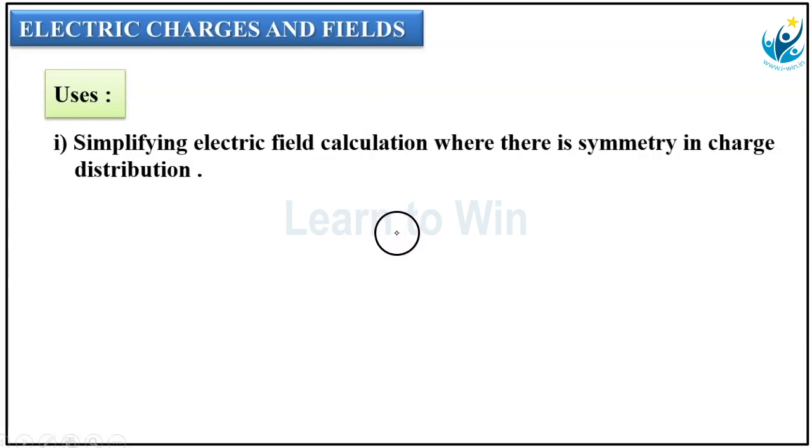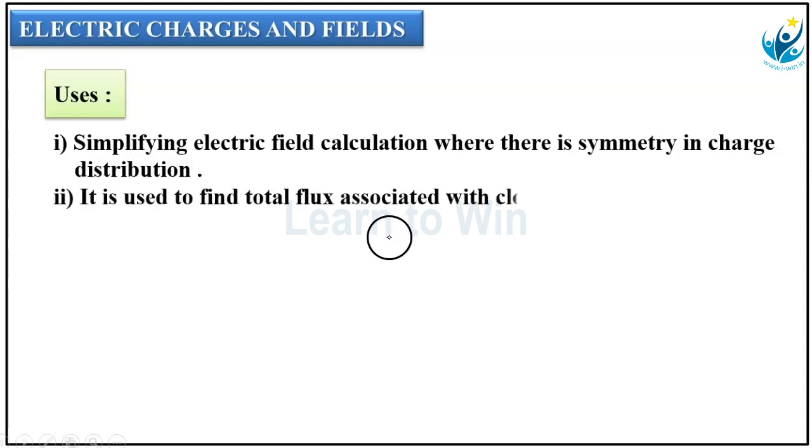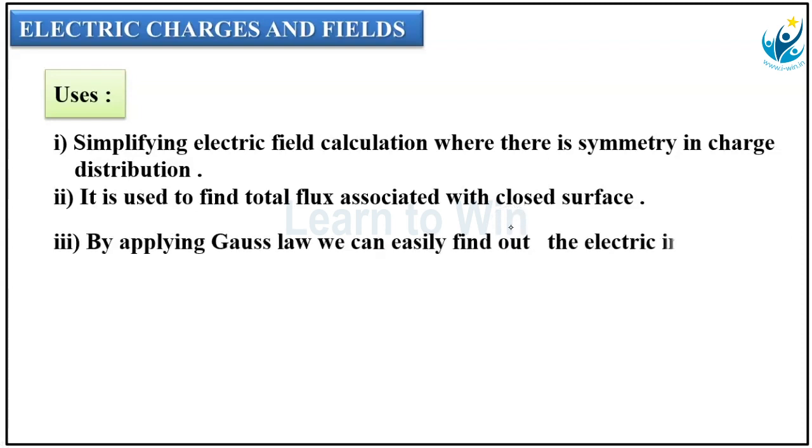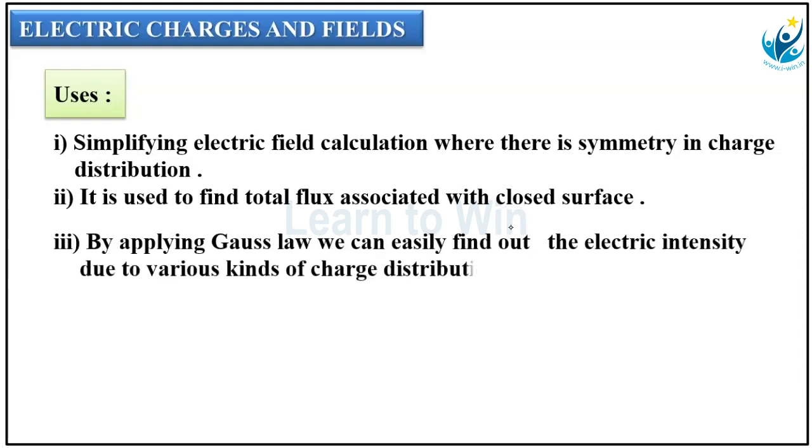Similarly, Gauss law gives the total electric flux linked with a closed surface. It is used to find the total flux associated with a closed surface. And for different kinds of charge distributed bodies, to calculate electric field intensity, we use Gauss law.